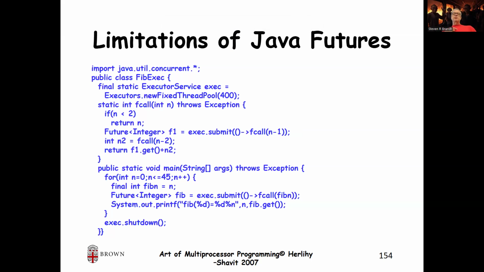So in front of you, what you see is code for running the Fibonacci problem, right? And the way this code works is first I get this executor service, and I'm going to get a new fixed thread pool of 400. And that seems like a big number, right? Because I probably don't have 400 cores, right? But there's a reason I did it. All right, and then I'm going to have my Fibonacci method, which is going to be called fcall.